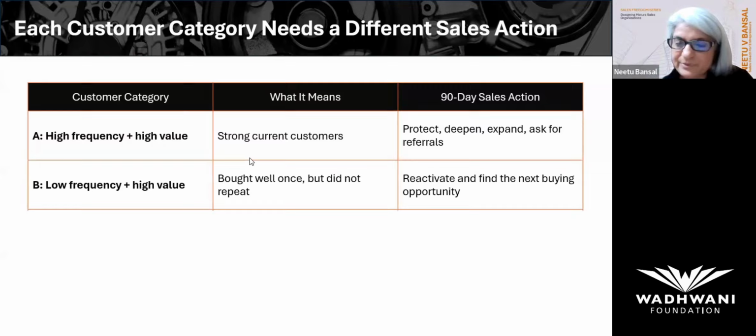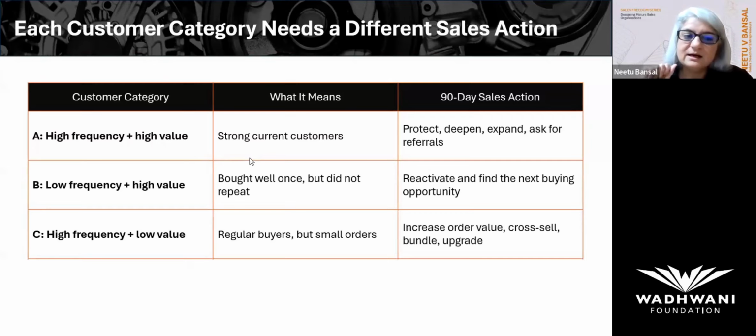Category B accounts: these are the ones where they are not buying often from you, but when they buy, the value is high. So this could be one of the accounts which is at risk of going dormant, or if they're already dormant, you have to reactivate them. High frequency, low value: this is where you're looking at upselling, increasing order value, cross-selling, bundling, upgrades. This is a new version of our product, this is a better version of our product. That's what you will be doing with them.